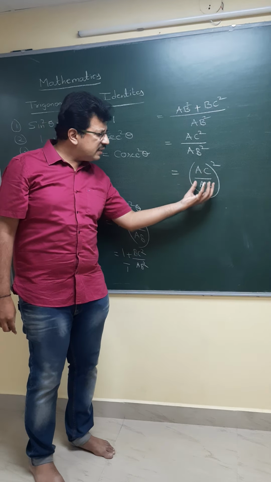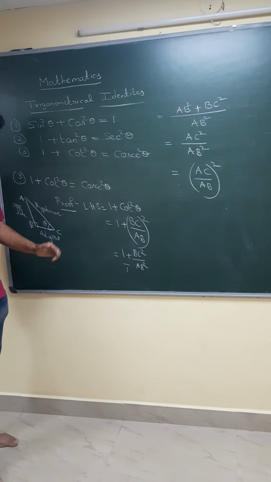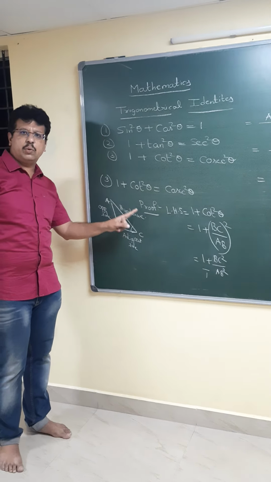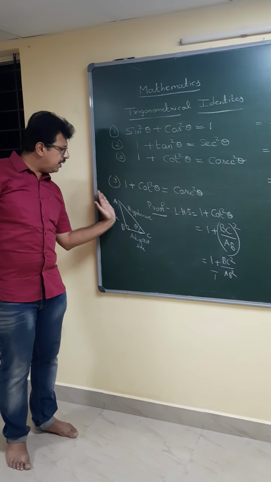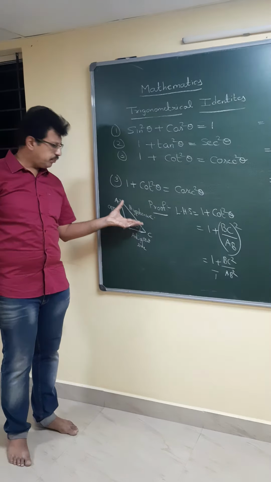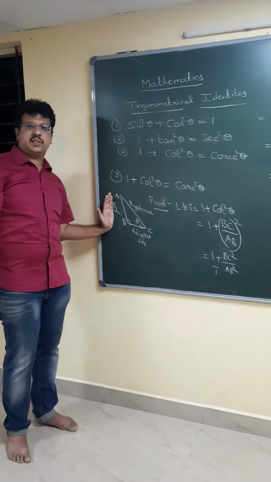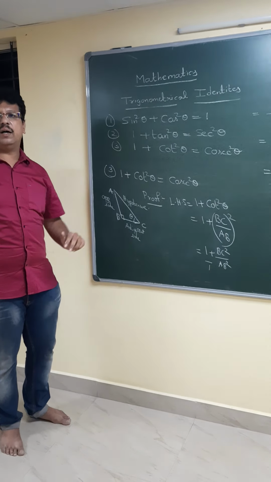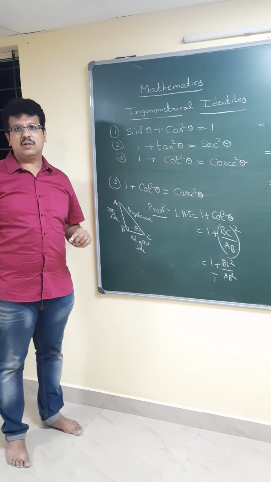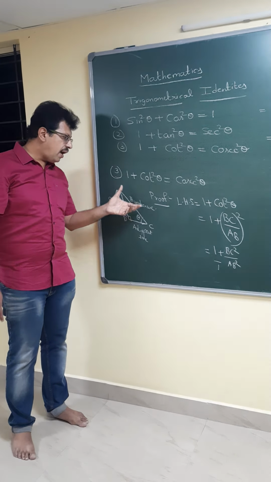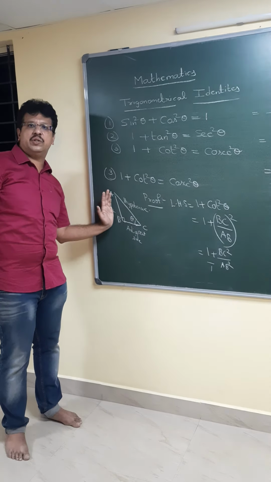Then what is this AC by AB? Very important. AC by AB, if you all observe the diagram, is very important to understand. AC is the hypotenuse and AB is the opposite side. Hypotenuse by opposite side is cosec theta. That's a definition again. Children, you need to understand the definitions very well. Cosec theta means hypotenuse by opposite side.